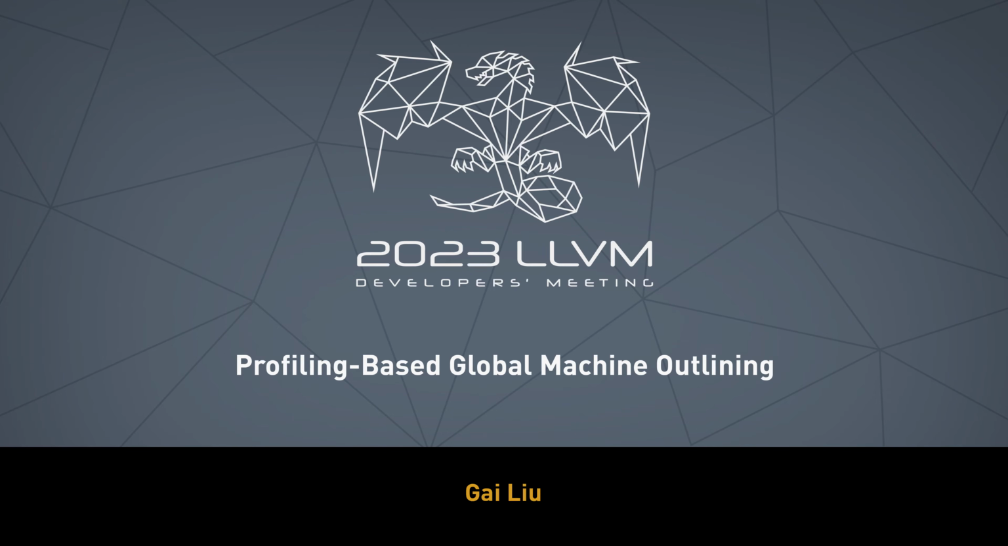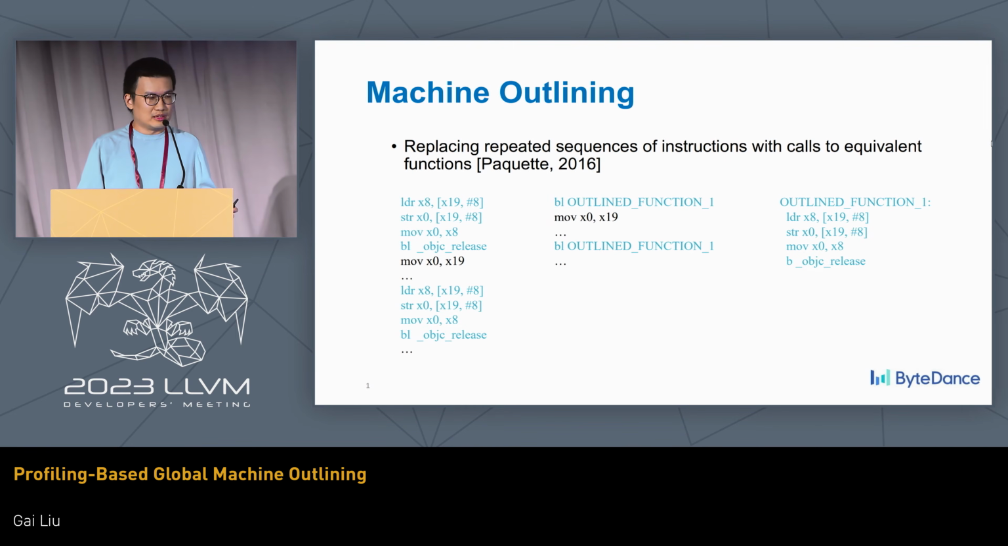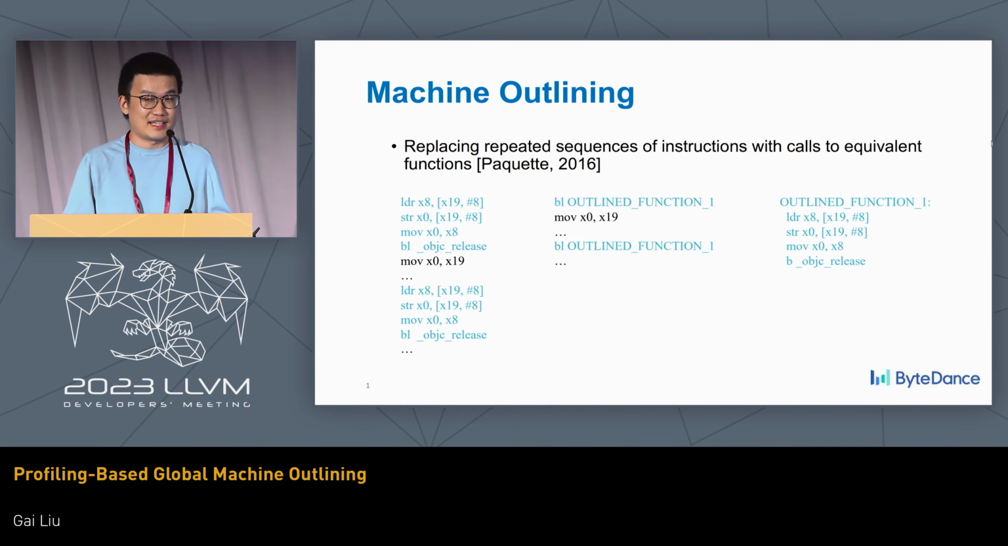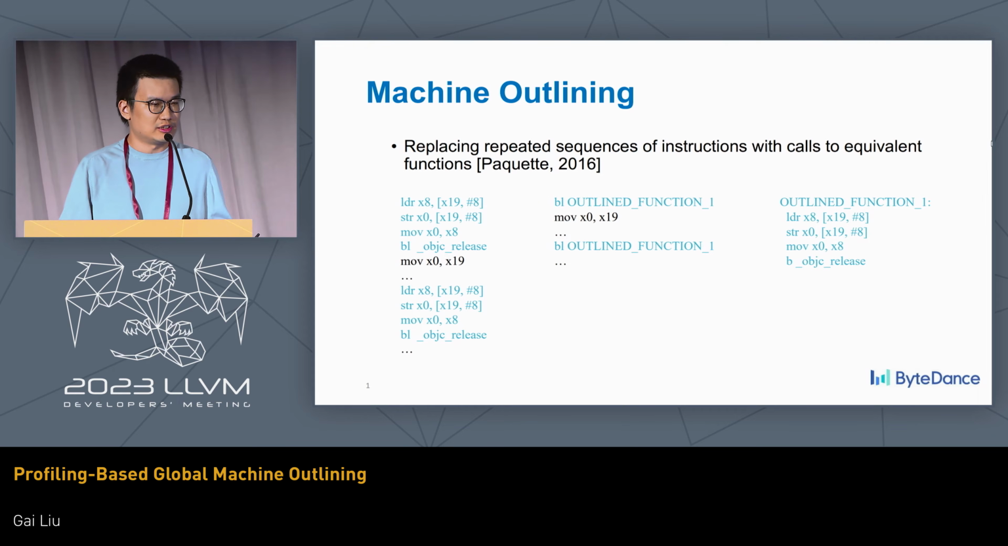Hi, I'm Guy. Today I'd like to talk about work on improving the machine outliner. The machine outliner pass is perhaps one of the most famous passes in the backend. The goal is to reduce code size, and it does so by replacing repeated sequences of instructions with calls to a shared function.